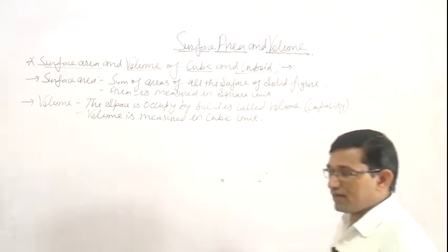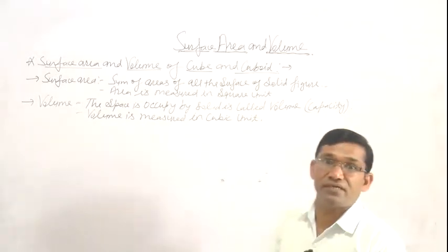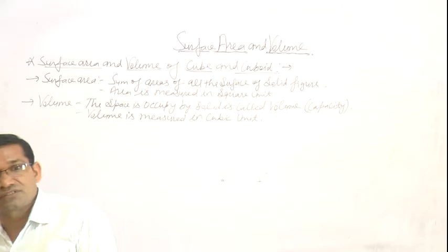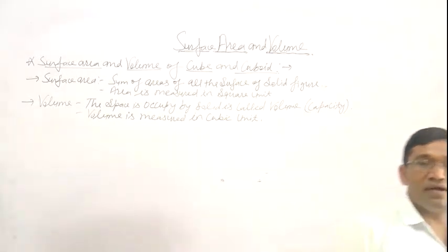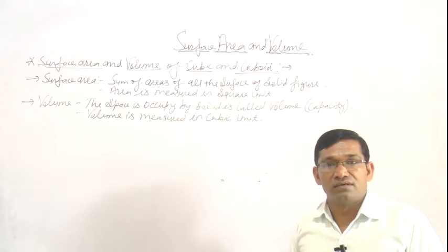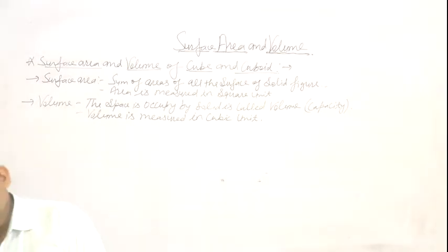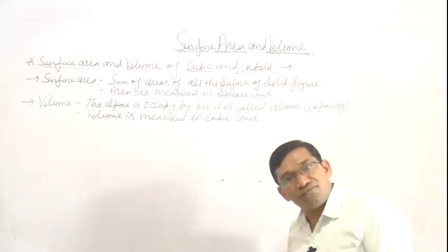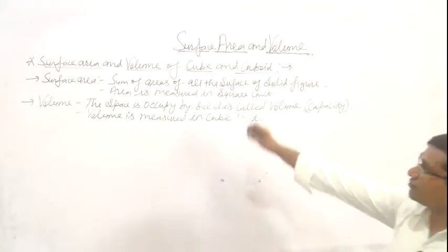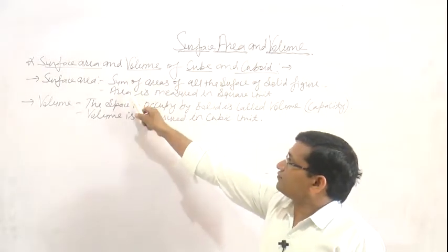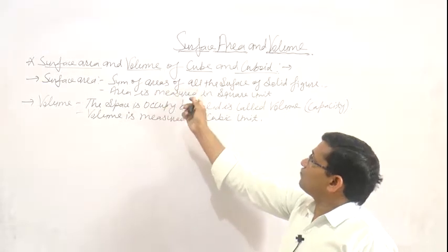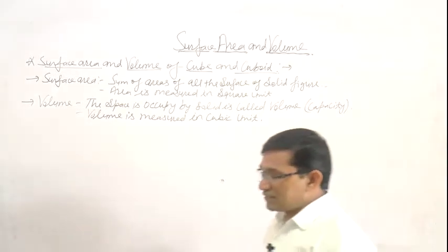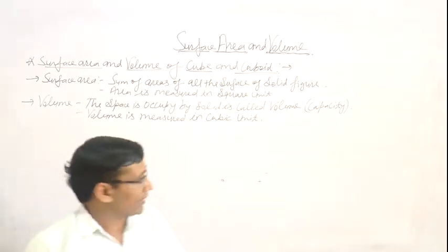Any solid figure has a type of surface, maybe square, maybe rectangular. For example, a cuboid has rectangular faces, and a cube has square faces. So what is surface area? Sum of areas of all the surfaces of a solid figure is known as surface area.